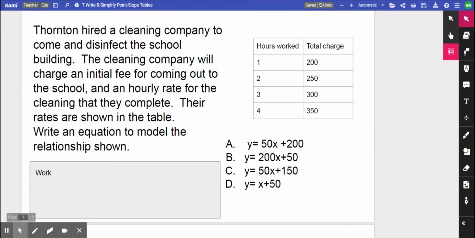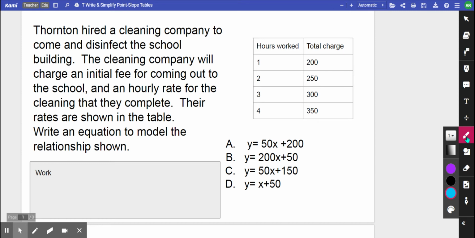Hello, enrichment. Today I'm going to show you how to make a table start at zero without using a calculator, or at least not the calculator way like we did on Monday and Tuesday.